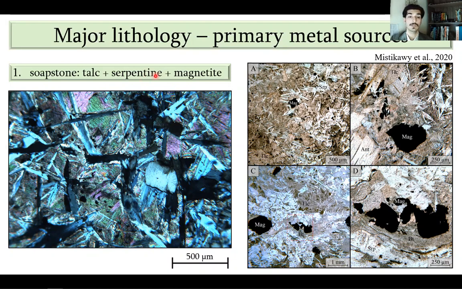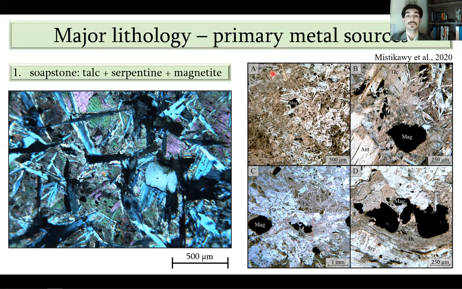And so talc is right here. It's very platy in plane polarized light. It's gray, it's kind of grungy looking. And serpentine is this acicular or needle-like phase that is very prominent in all of these images. And so this is specifically chrysotile.